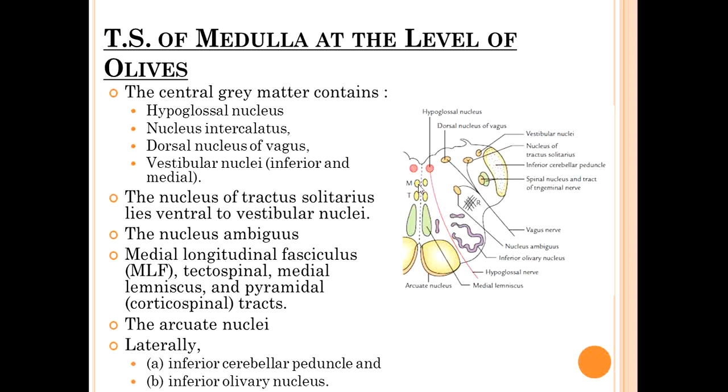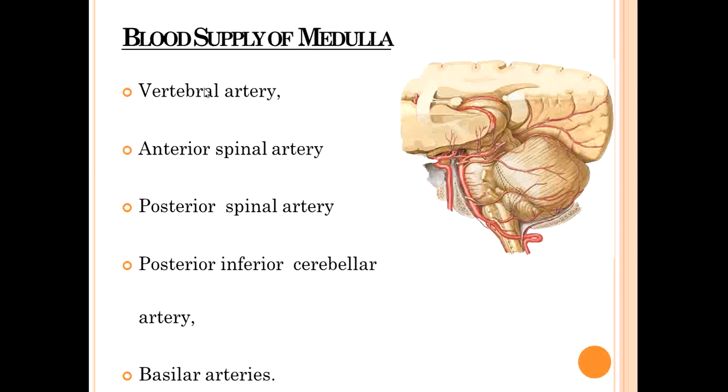Okay, so this one is M standing for medial longitudinal fasciculus, T for tectospinal, and then there is medial lemniscus. Okay, and this is the pyramid. Fine. Now, what is the blood supply? Medulla is fed by vertebral artery, anterior spinal artery, posterior spinal artery, posterior inferior cerebellar artery, and basilar arteries.